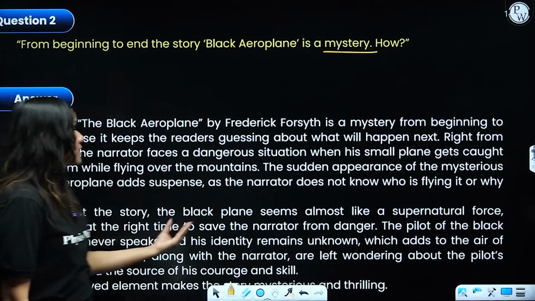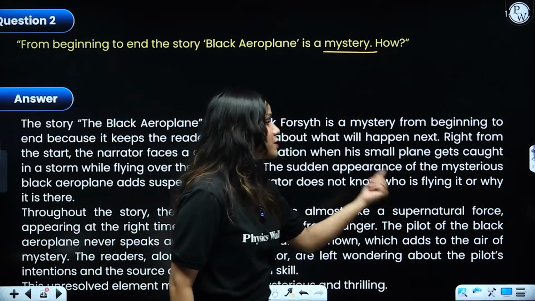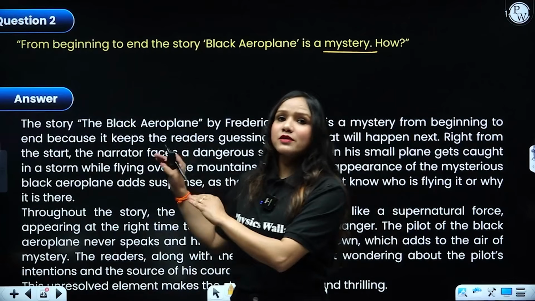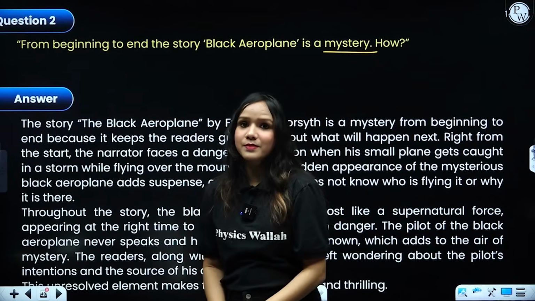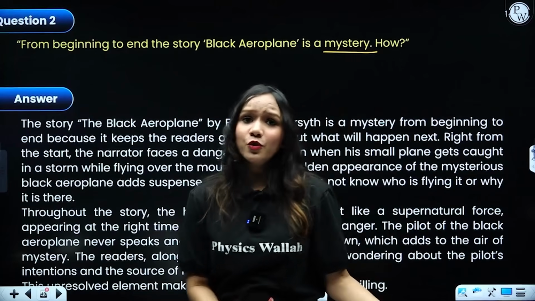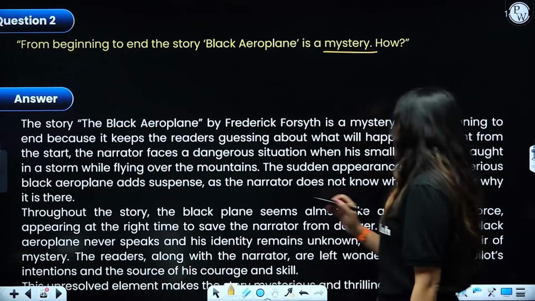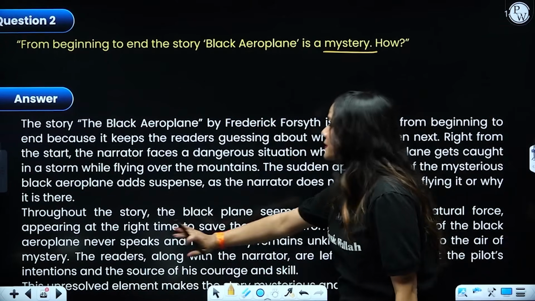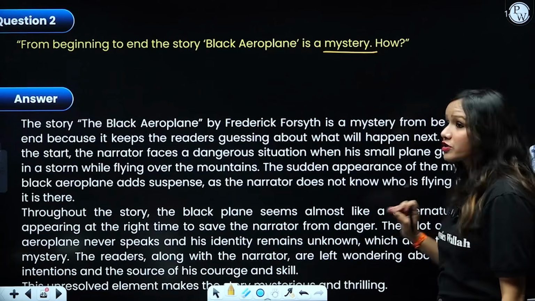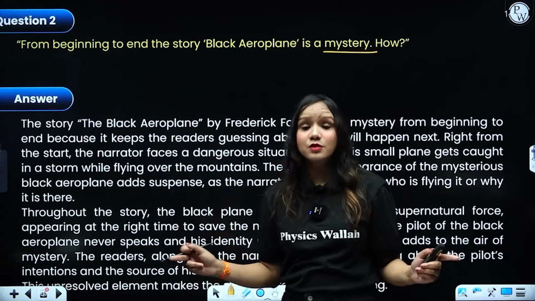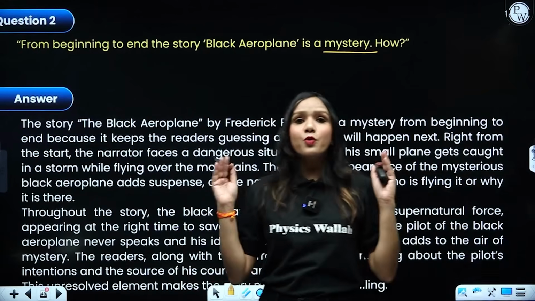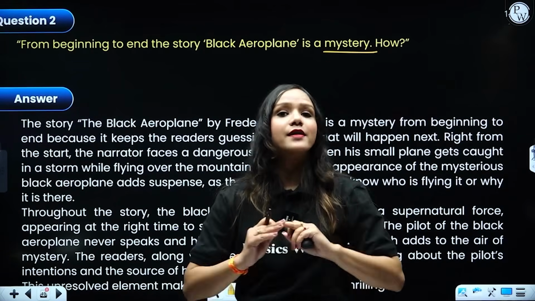So throughout the story, the black plane seems almost like a supernatural force. For this pilot, what was the motivational factor? Just because he wanted to be with his family. This was the only motivational factor for him. Otherwise, he would have flown back to Paris only, right? So now let us see, like a supernatural force appearing at the right time to save the narrator from danger. So what do you think here? Was there any other plane? Yes, let us discuss this very important question. Was there any plane? Actually, not at all.